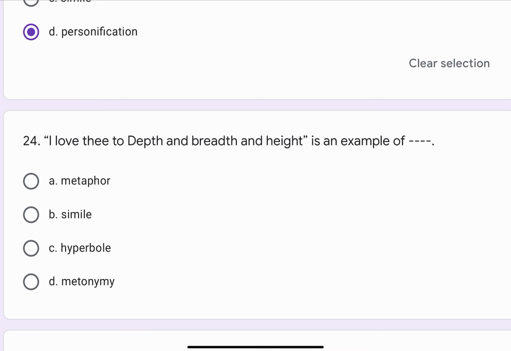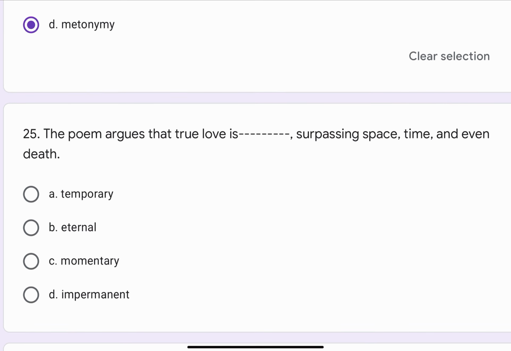Question 24. I love thee to the depth and breadth and height is an example of dash dash. Options are A. Metaphor, B. Simile, C. Hyperbole, or D. Metonymy. Correct option is D. Metonymy.